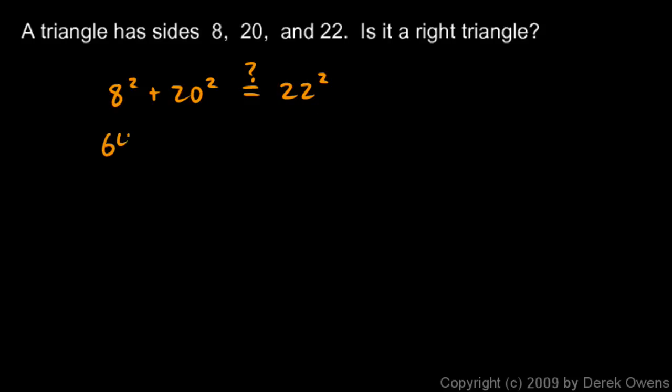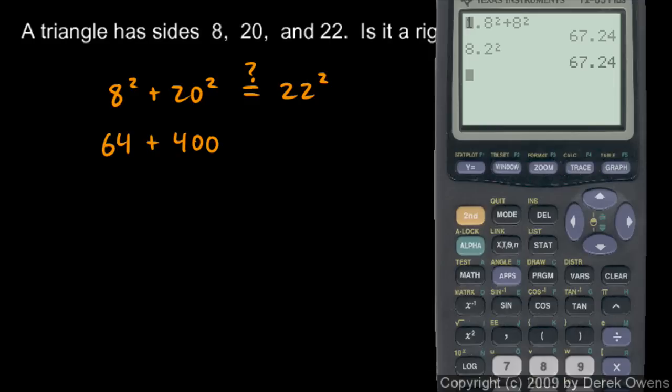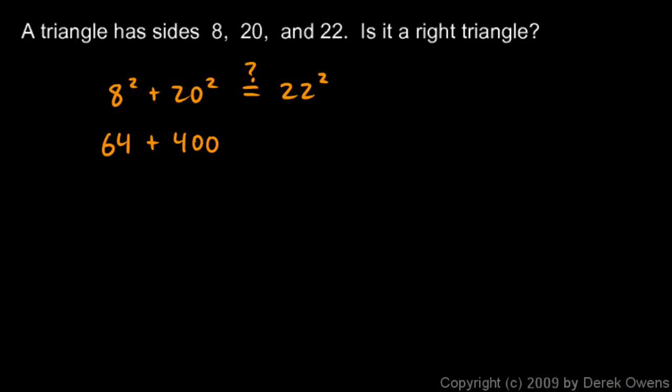Well, 8 squared is 64. 20 squared is 400. So does that equal 22 squared? Well, what's 22 squared? I don't know off the top of my head, but let's figure this out. 22 squared is 484. And at this point, you're done. You can see that 64 plus 400 will be 464, not 484. So the answer to the question, is it a right triangle, is no, it is not.